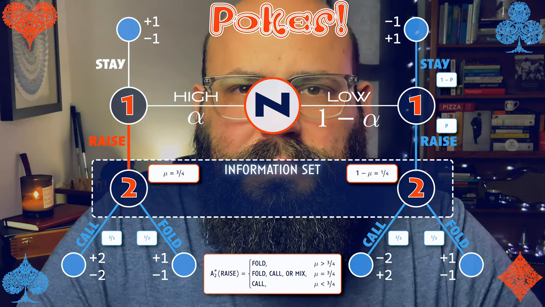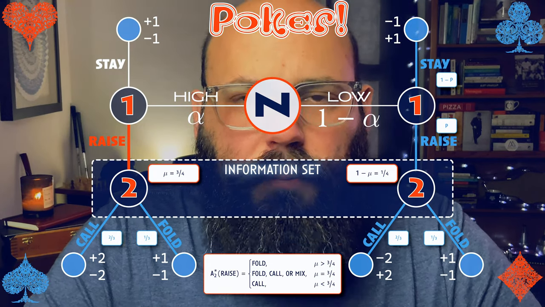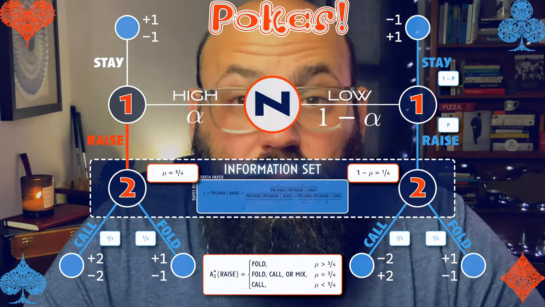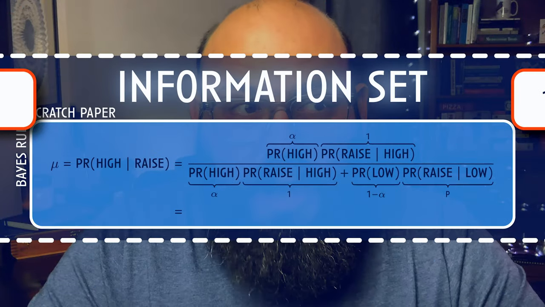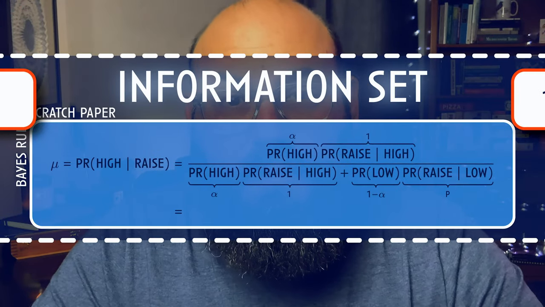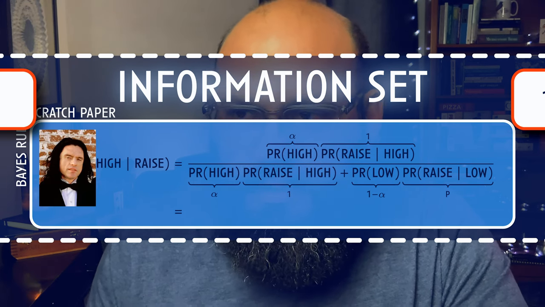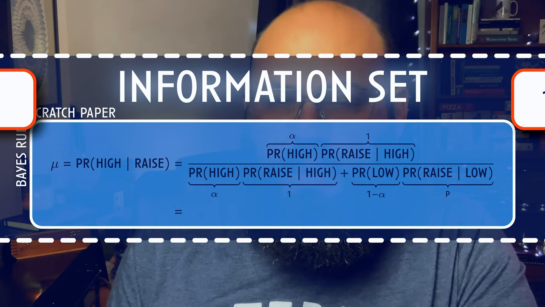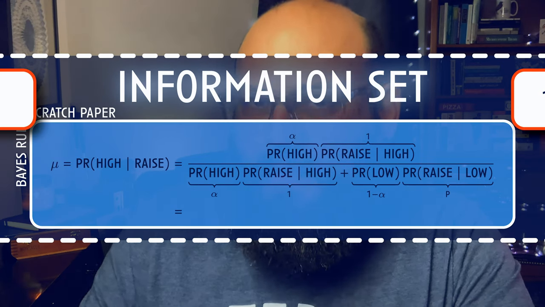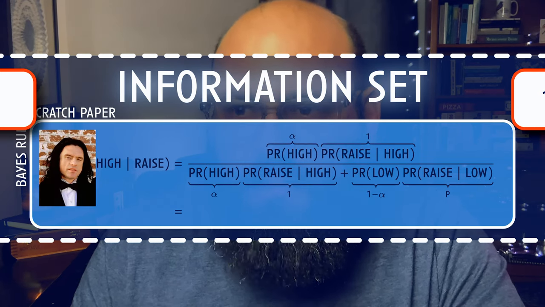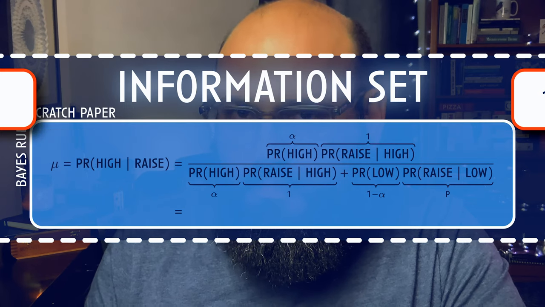Welcome back to those few of you that just went and poured one out for Alex Trebek. Bayes rule. We're going to use our Bayes rule formula. We have everything that we need, actually. Okay. So notice that we need mu to be equal to 3/4. We need that thing that we solved for to come out 3/4.